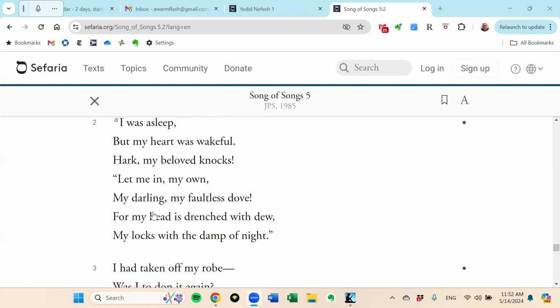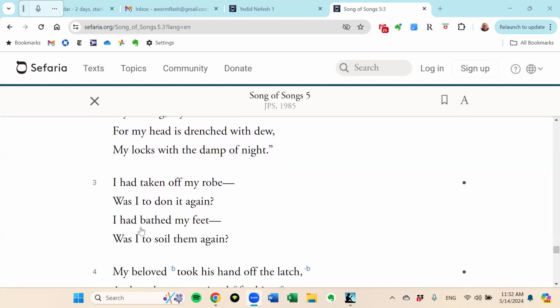And just a little bit more, and then I'm going to turn to something else. "I was asleep, but my heart was wakeful. My beloved knocks: let me in. My head is drenched with dew, my locks with the damp of night." And now she says, "I had taken off my robe. Was I going to put it on again? I had bathed my feet. Am I going to get them dirty?" He's knocking, and she's like, oh.